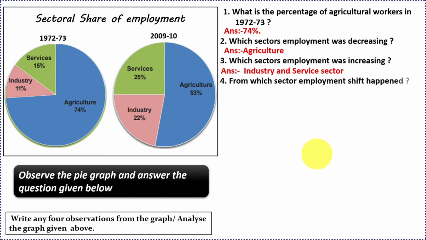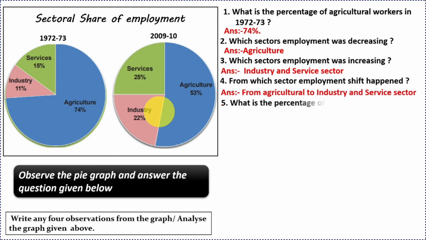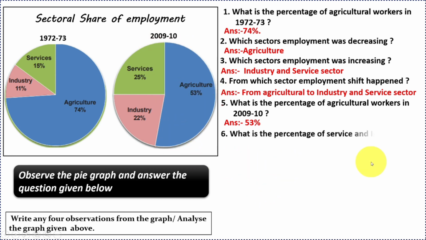From which sector did the employment shift happen? From where is the employment changing? So it is from agriculture to the industry and service sectors. What is the percentage of agriculture workers in 2009-10? It was 53% only. What is the percentage of service and industry workers in 2009-10? Both, if you add 25 and 22, you will get 47% working in the service and industry sectors.